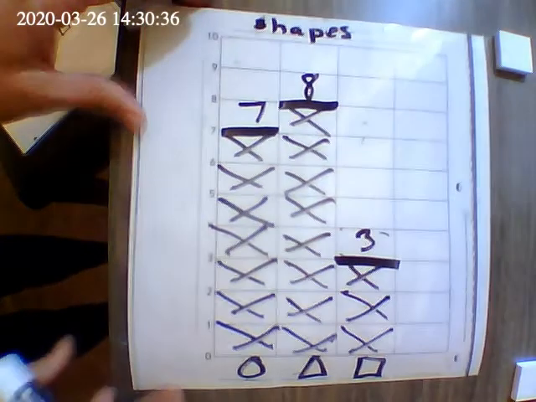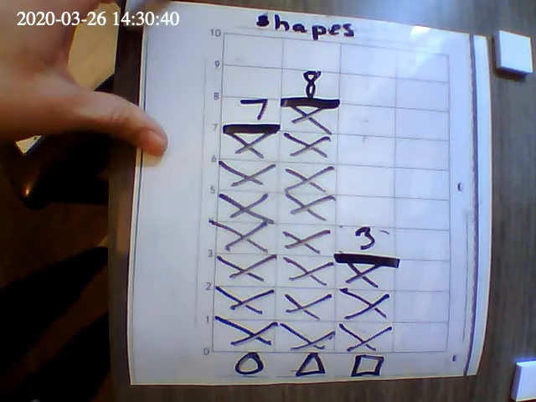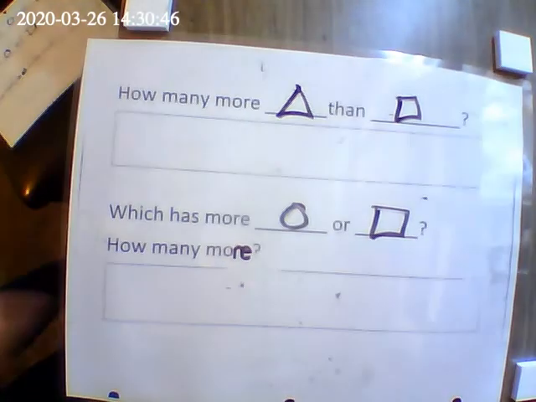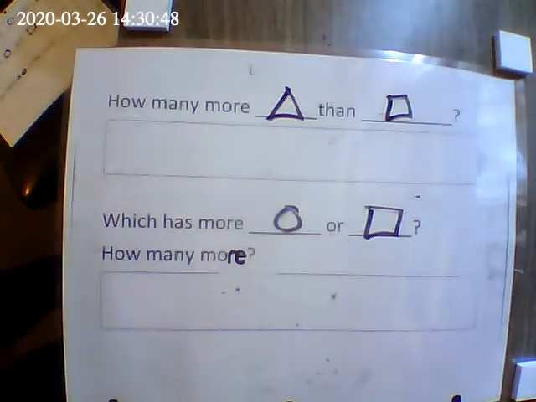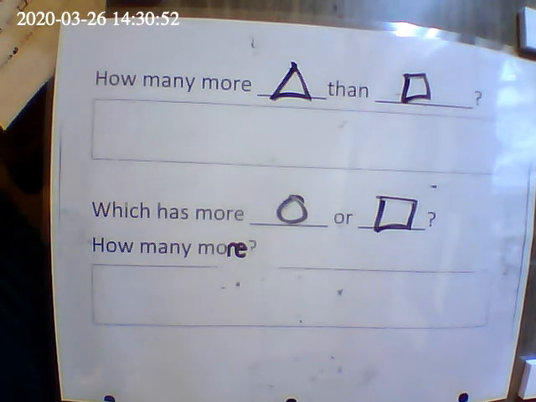Okay, so now that we organize our chart and we can easily look at it, let's go into our questions. So the first question says, how many more triangles than squares? So before we begin, we always must understand, what are we doing? Are we adding or subtracting, and how do we know?